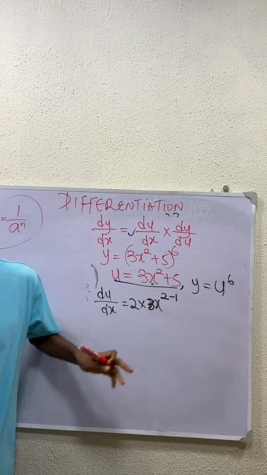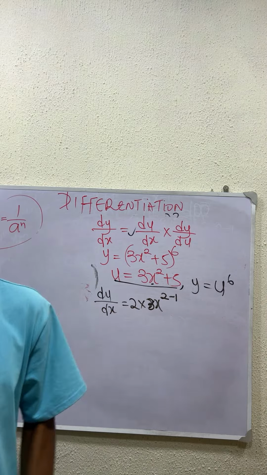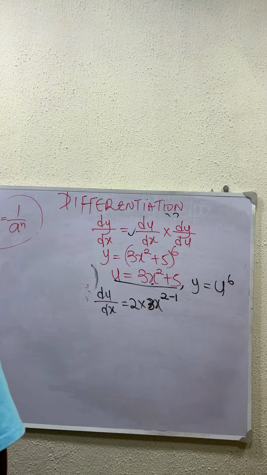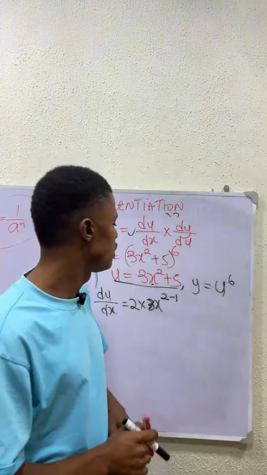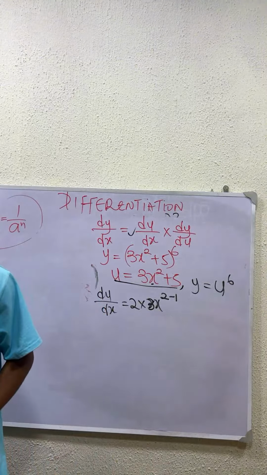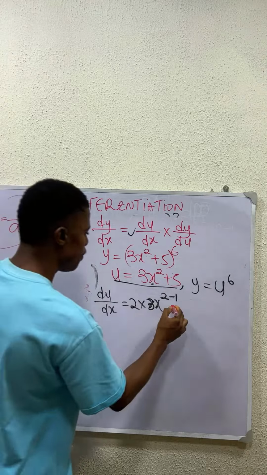So when I'm differentiating a constant, what do I write? If I differentiate a constant 5, what do I write? 0. Thank you. You write 0. So that is plus 0.